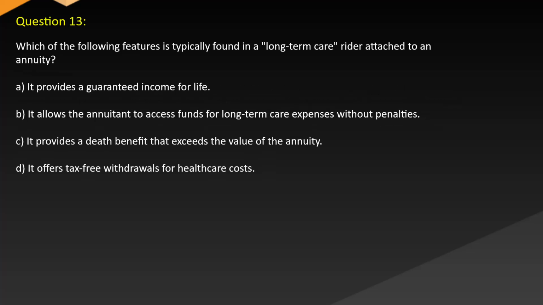Question 13. Which of the following features is typically found in a long-term care rider attached to an annuity? A. It provides a guaranteed income for life. B. It allows the annuitant to access funds for long-term care expenses without penalties. C. It provides a death benefit that exceeds the value of the annuity. D. It offers tax-free withdrawals for healthcare costs.